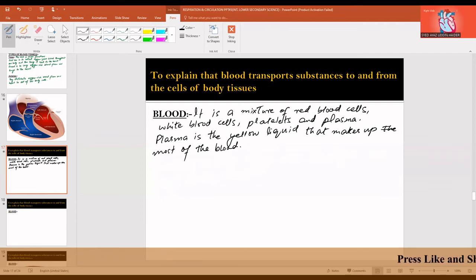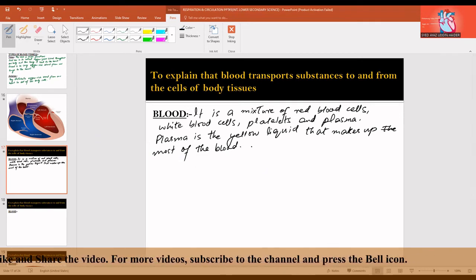Plasma carries materials like water, nutrients, carbon dioxide, hormones, and other dissolved substances.